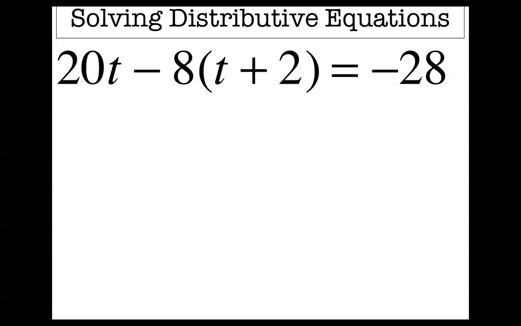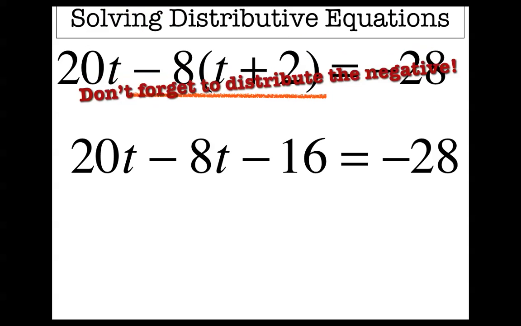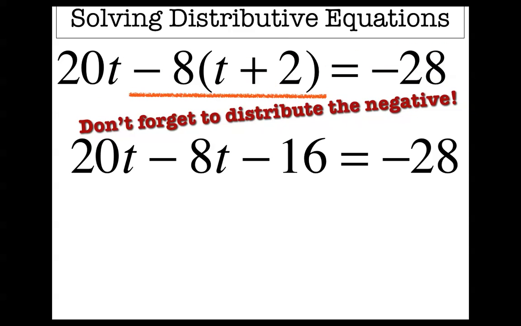One more just for good measure. What if you had 20t minus 8 times t plus 2? We still got to use the distributive property in there because I see those parentheses. You're multiplying that whole thing by 8, but notice it's a minus 8. It's not a plus 8. So don't forget to distribute that negative with the 8. It's going to be minus 8t, and then the minus 8 times 2 is negative 16, not positive 16.